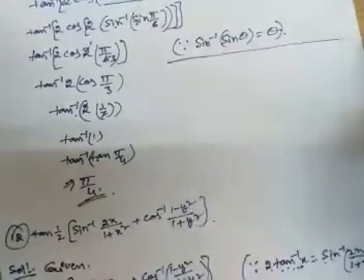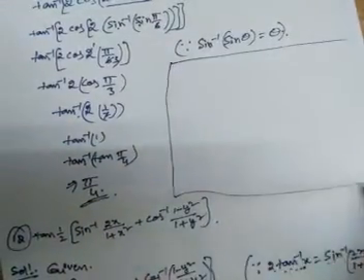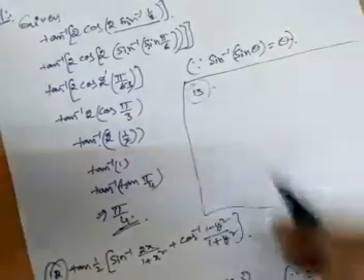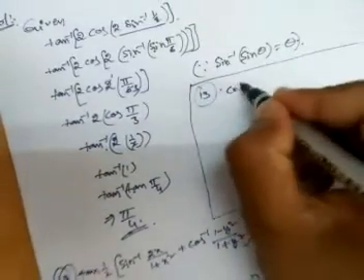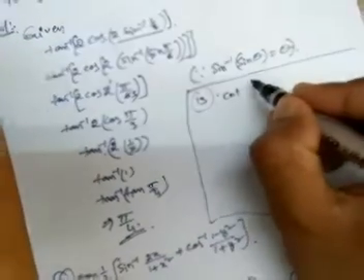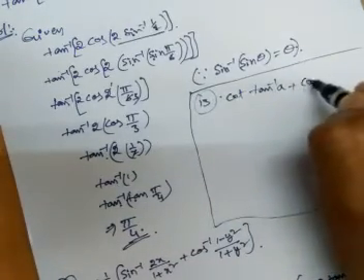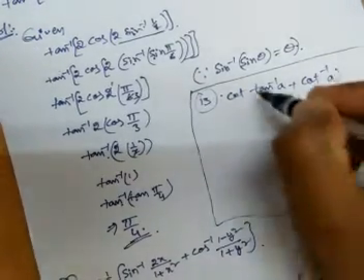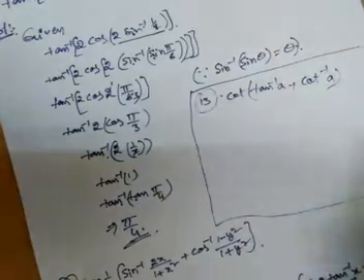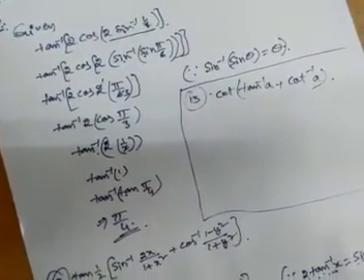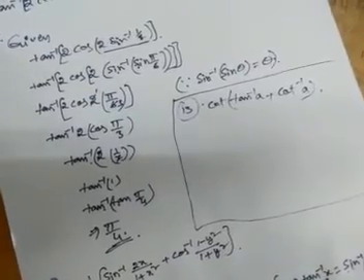Next, I am writing here the 13th question. That's a simple question. The 13th one: cot of tan inverse of A plus cot inverse of A. Find the value of cot of tan inverse of A plus cot inverse of A.